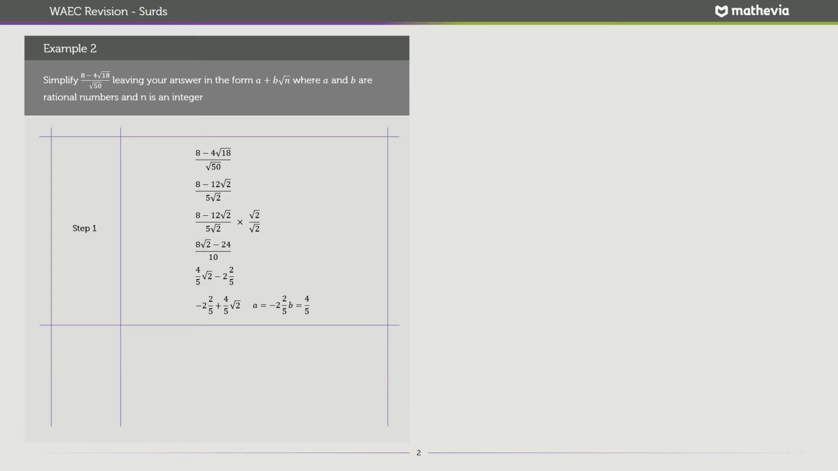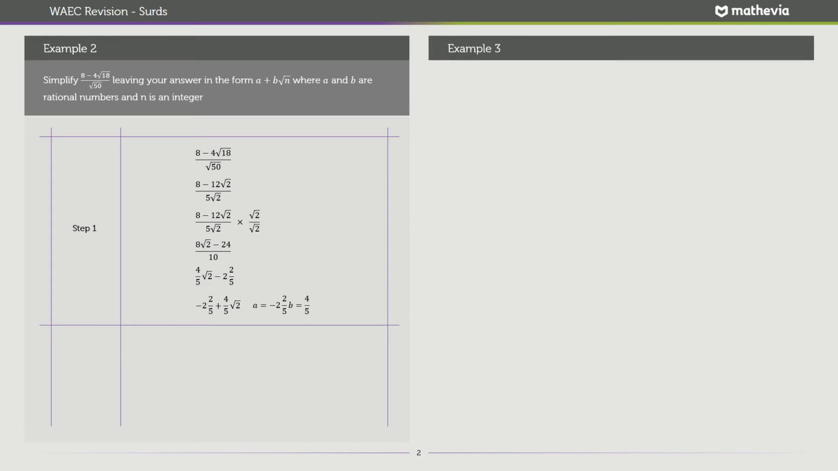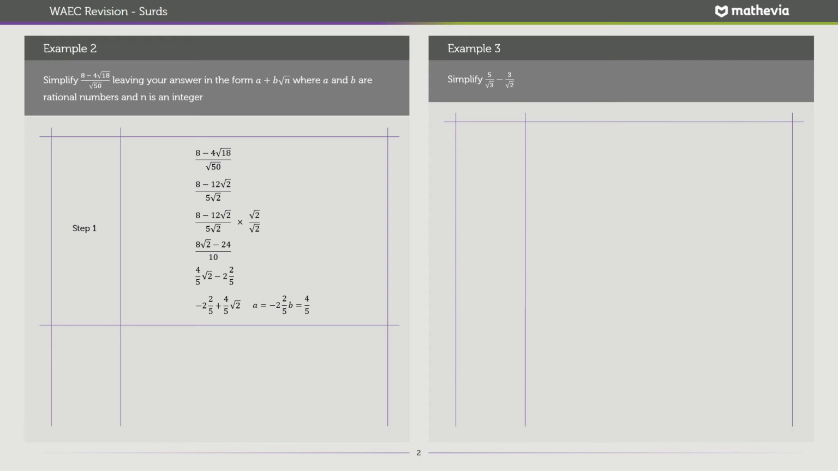Simple, straightforward. Next example, example 3. We have to simplify 5 root 3 minus 3 root 2, over 5 root 3 minus 3 root 2. Now, quite simply, this is just a very simple fraction, and we're going to work that.